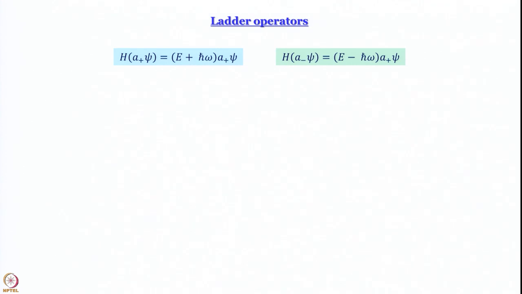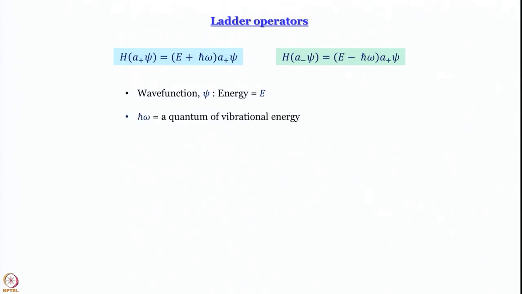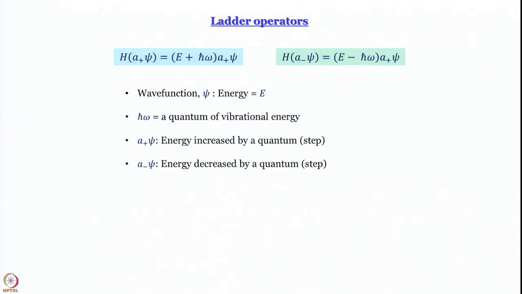Using the ladder operators A minus and A plus, we have got these two Schrodinger equations. So, we start with a wave function psi of energy E, and remembering that H cross omega is a quantum of vibrational energy, when A plus operates on psi, you produce a new wave function whose energy is more than the energy of the original wave function by a quantum, or a step. When A minus operates on psi, it produces a wave function that is lower in energy by a step, by a quantum. So, A plus is like climbing the energy ladder. It is called the raising operator. A minus is like going down the energy ladder. It is called the lowering operator.